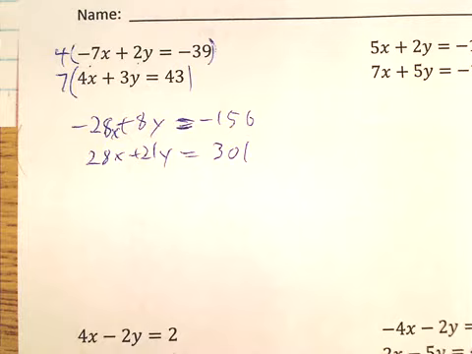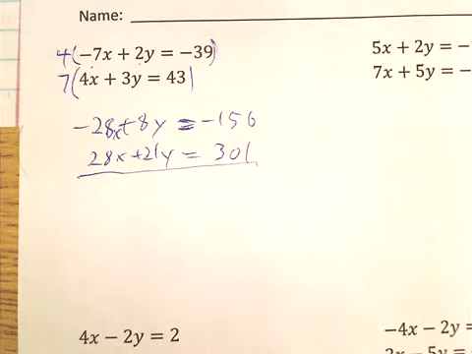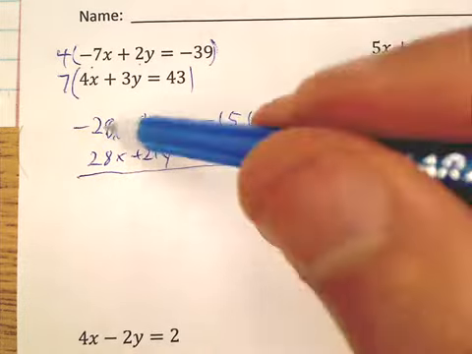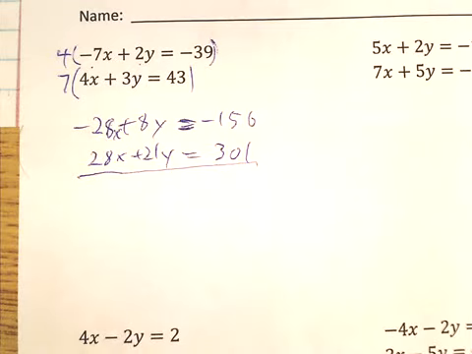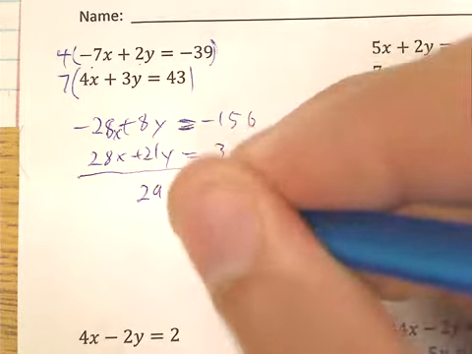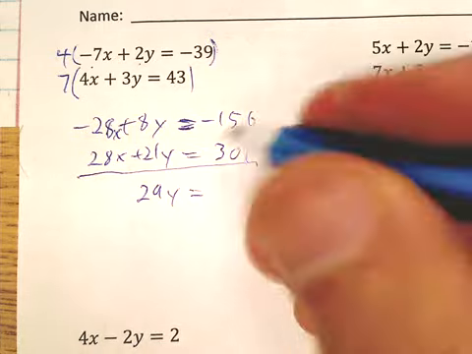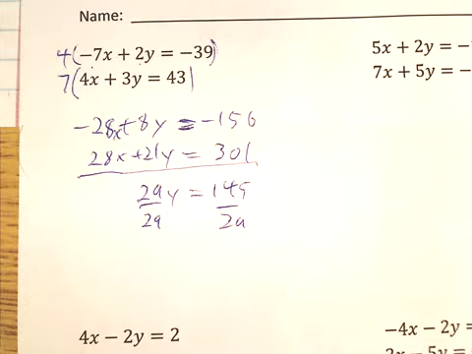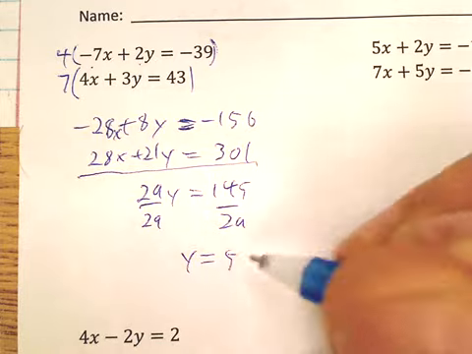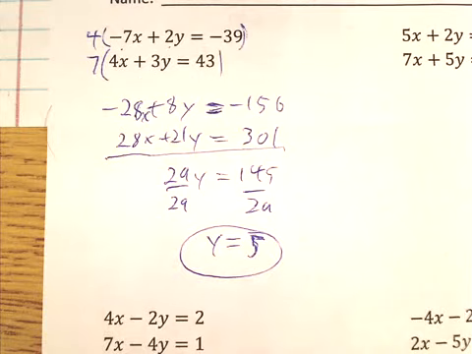Okay, once you do that first step, you're going to go ahead and add these up. And what's cool here is that these will go away. You see we have a couple of variables, and so I did this to get rid of one of them. Negative 28 plus 28 is 0, so those just cancel out. 8 plus 21 is 29. Negative 156 plus 301 is 145, and divide by 29. So 145 divided by 29 gives me 5. Okay, that's our goal for the day, to figure out the value of y.